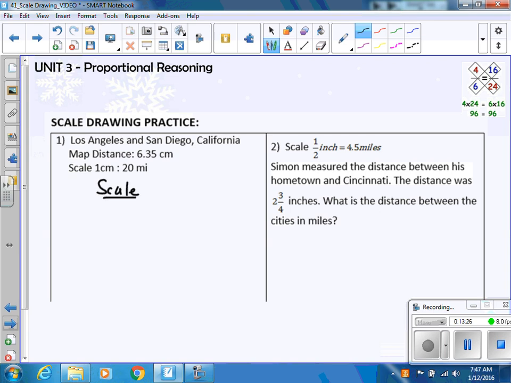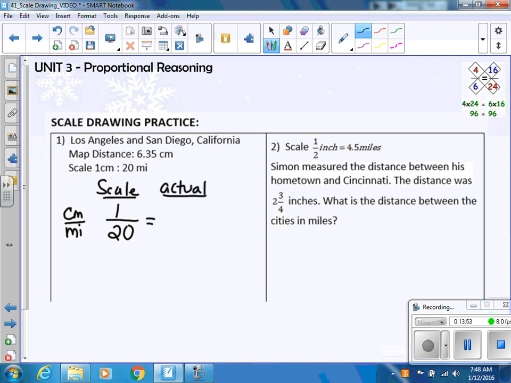If you've got a scale, just write, I've got centimeters over miles. So my scale is 1 centimeter to 20 miles. You don't have to put your centimeters. You can just put 1 to 20. And then on the other side is the actual distance. So I know that it's much bigger.